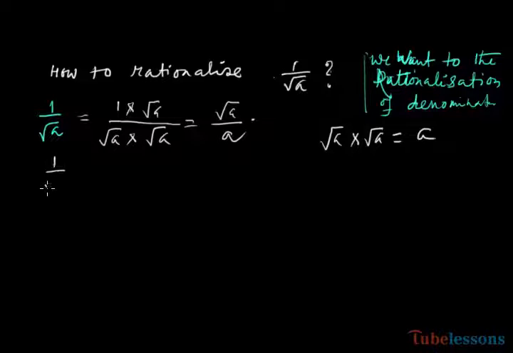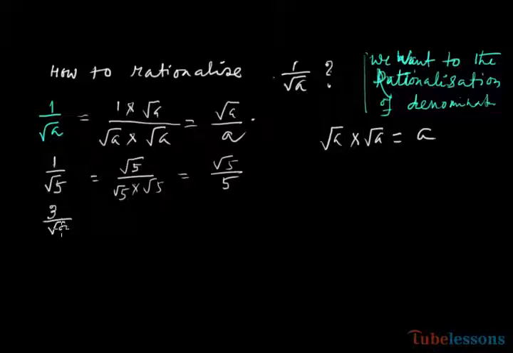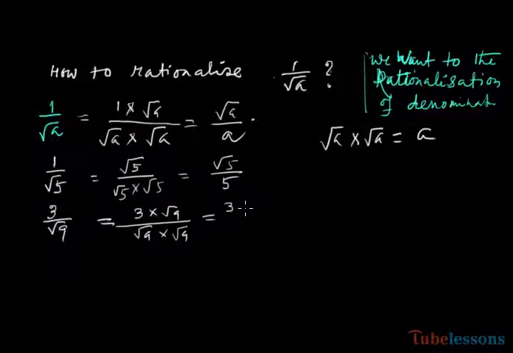1 by root 5. Root 5 into root 5, so root 5 by 5. Next, 3 by root 9. Root 9 into root 9 is 9. So we get 1/3 of root 9.